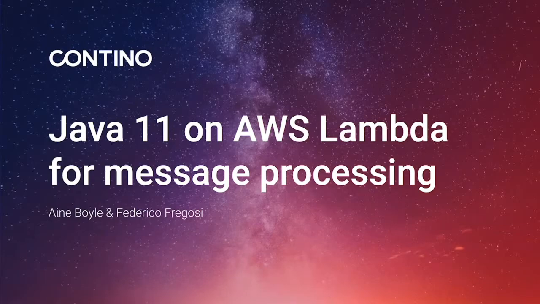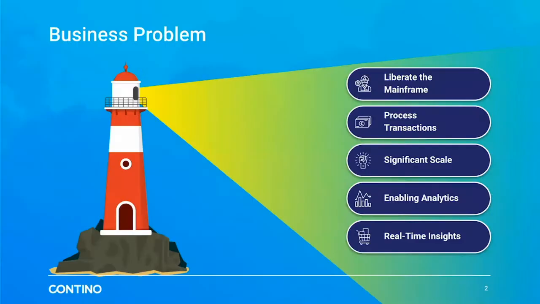We're going to walk you through our experience on deploying Java 11 on AWS Lambda architecture for message processing. The business case that we dealt with is a large financial institution that needed to move transactions from a mainframe on premises onto AWS. They needed to do this to enable analytics, real-time insights, and effectively to be able to scale their transaction processing capabilities.